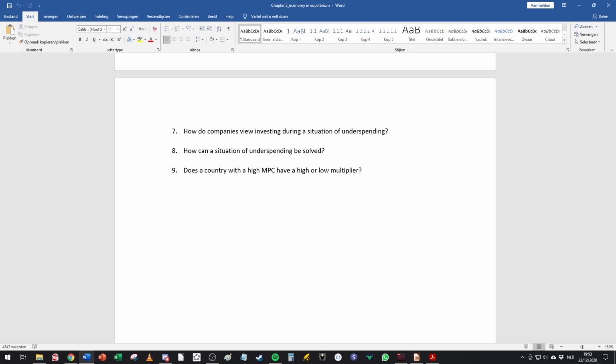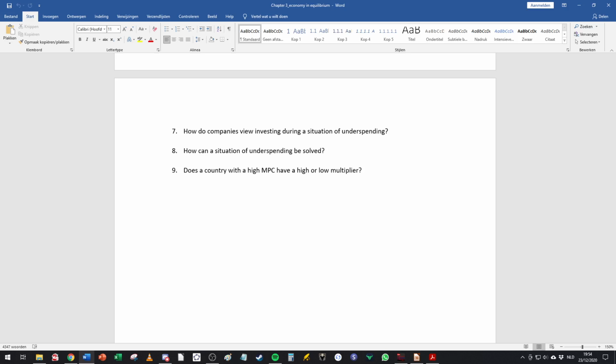Then we have the final question. Does a country with a high marginal propensity to consume have a high or low multiplier? So low or high. So we already know that MPC is high. If MPC is high, this means that people are consuming a lot of extra goods and services if their income increases, which means that the multiplier will be high. So high MPC means a high multiplier.